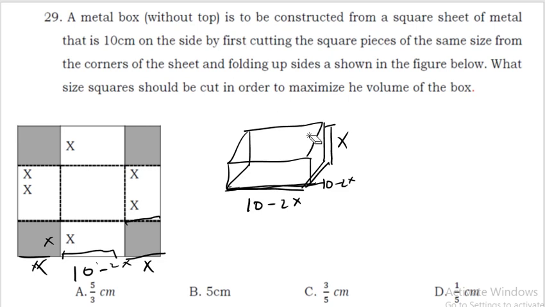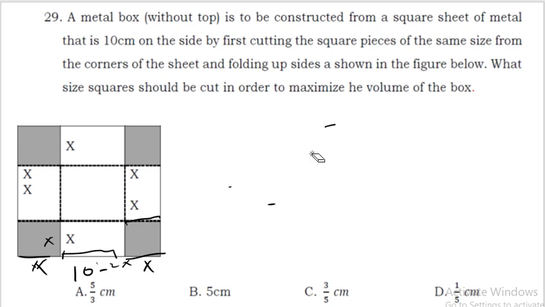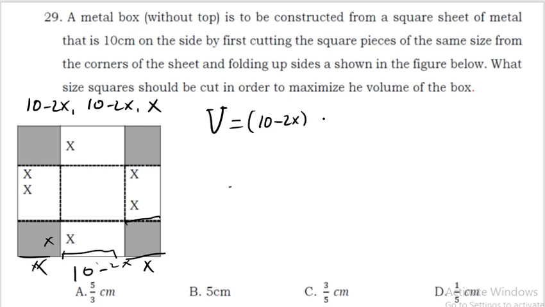Okay, that means now our box has 3 dimensions. What are the 3 dimensions? 10 minus 2x, and the other one is again 10 minus 2x, and the third one is x. So the volume will be the product of the 3, length times width times height. The volume will be 10 minus 2x squared times x. But what must be the value of x to maximize the volume, it says, so I have to expand this one.